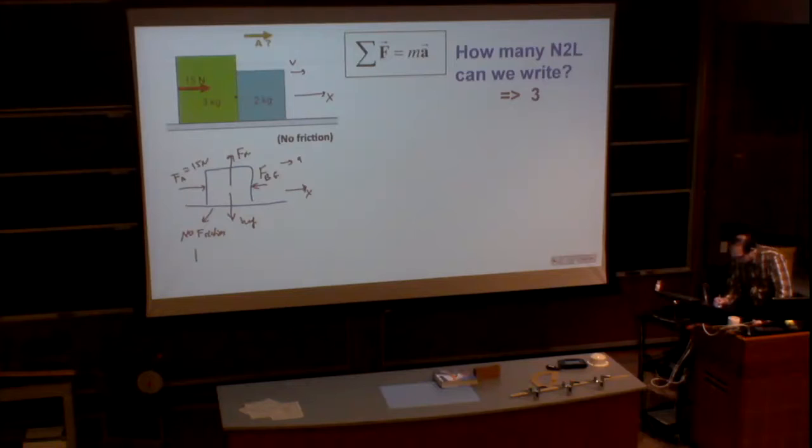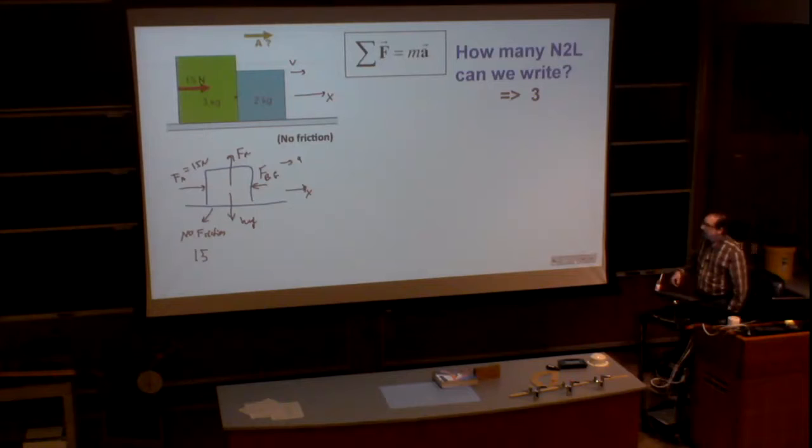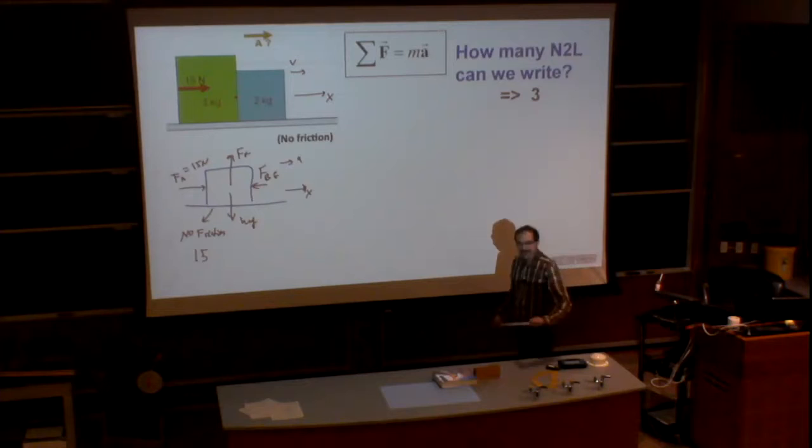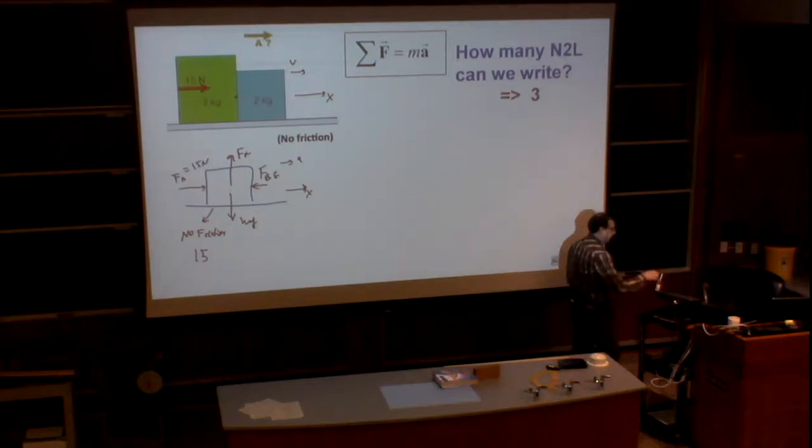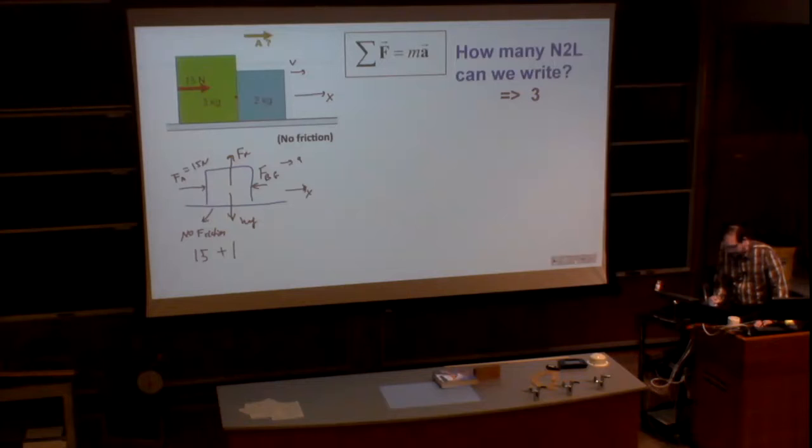15 newtons points to the right. Now, the force acting from a blue box on a green box points to the left, which means it must have a negative component. We don't know the number for the magnitude of that force, so we have to use a letter, a label. And, well, we can write it like this. It has to be equal to negative magnitude of that force.